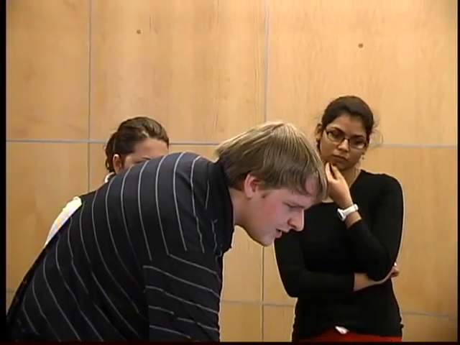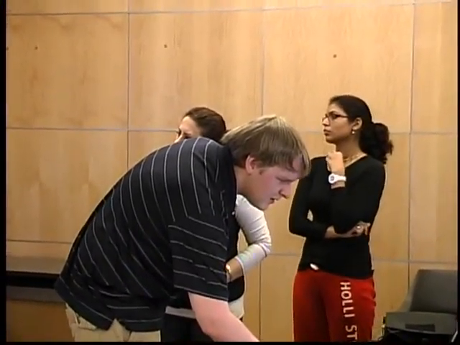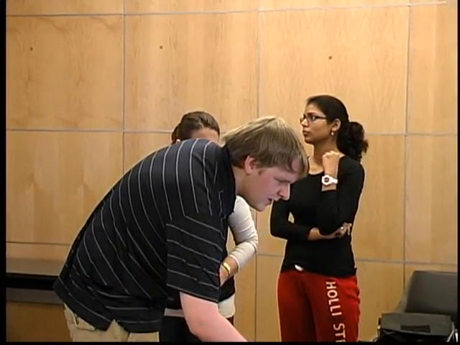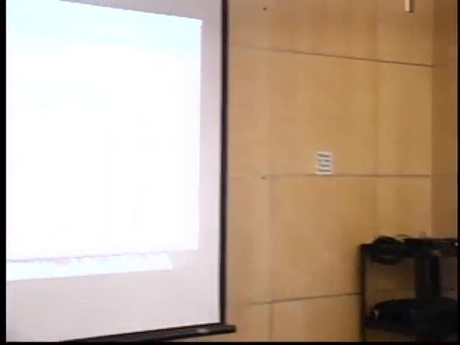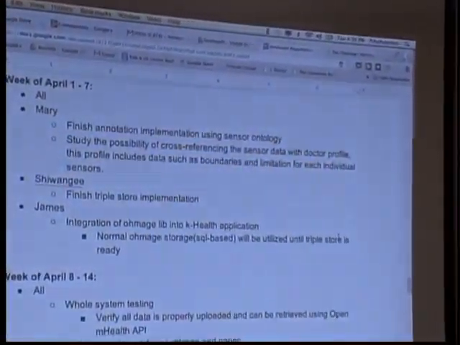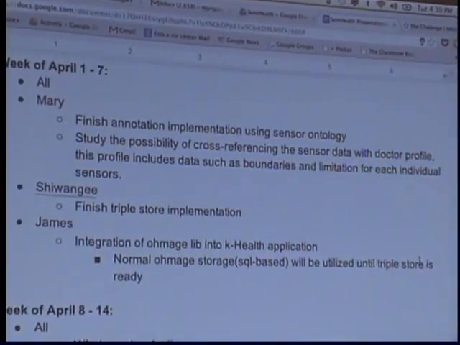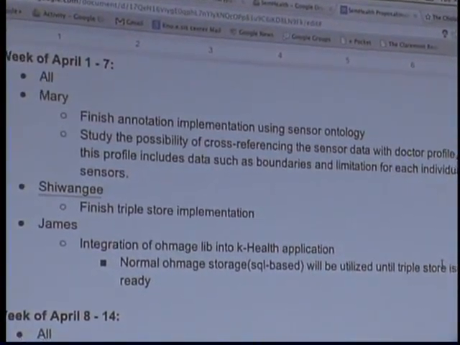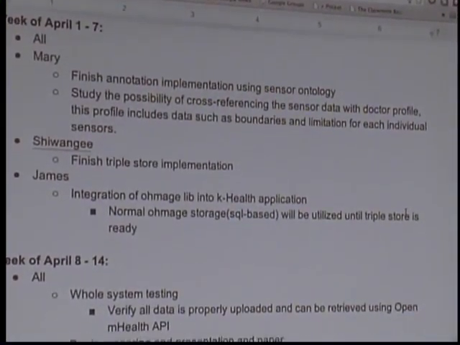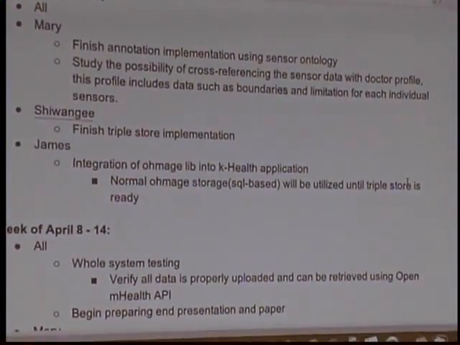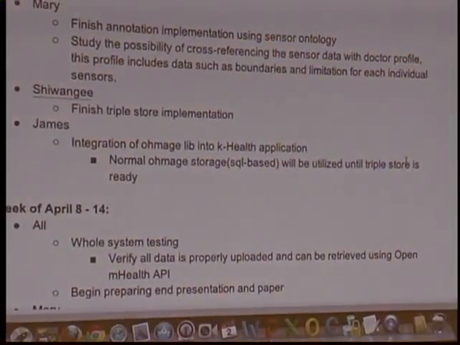Here's a shortened list of our milestones. We spent a little more time than we expected doing research, so our implementation is lagging by a week and a half, but we feel like we have a good plan for the next couple weeks to get everything together. We could move a little faster, but we first had to understand the K-Health architecture itself.